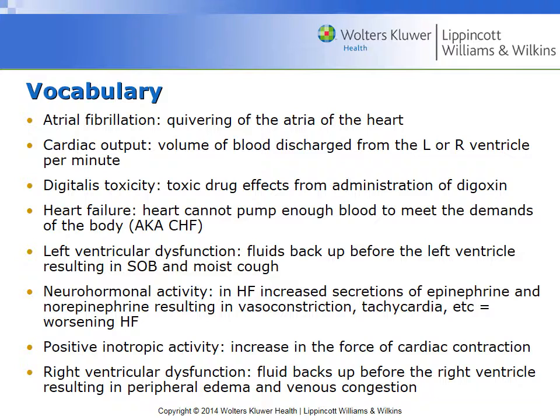Vocabulary for this chapter: atrial fibrillation, which we've talked quite a bit about, is the quivering of the atria of the heart. The biggest risk there is the development of clots that could pass to the brain or lung. Cardiac output is the volume of blood discharged from the left or right ventricle per minute. Digitalis toxicity is the toxic drug effects from administration of digoxin.